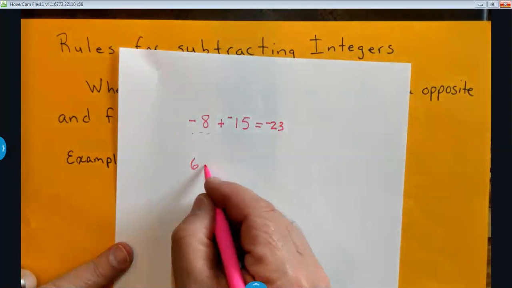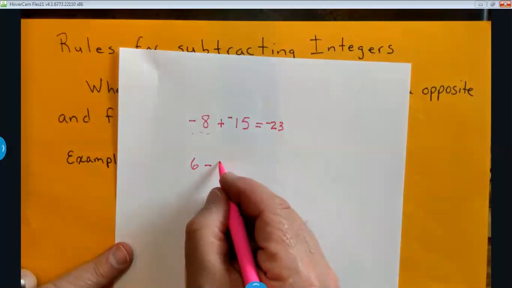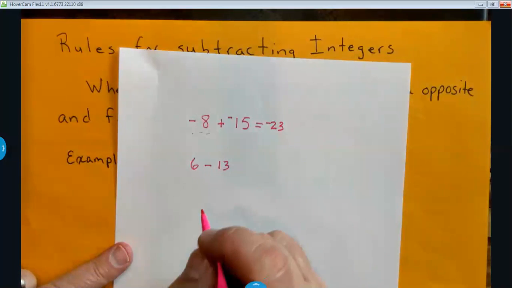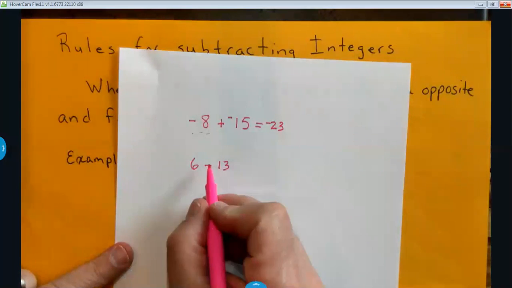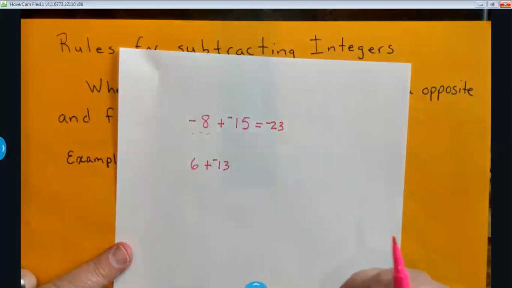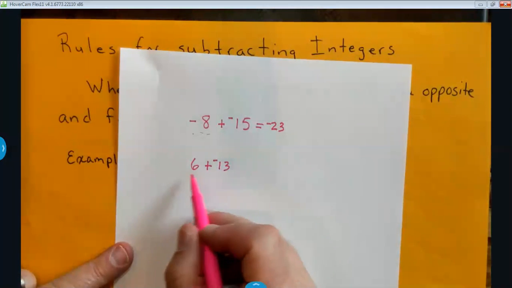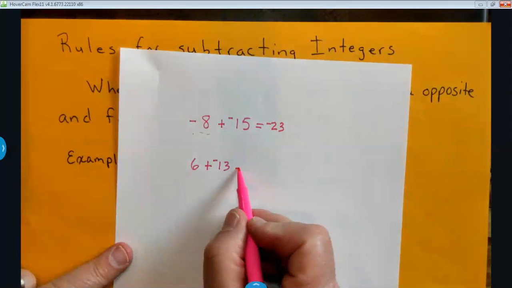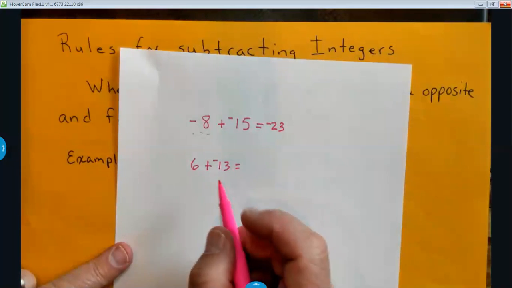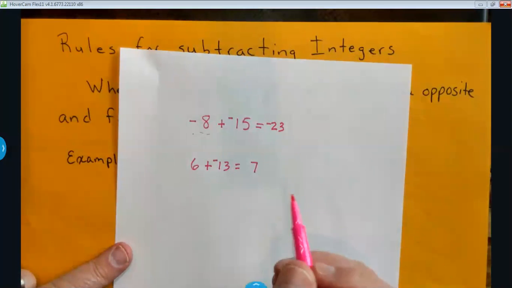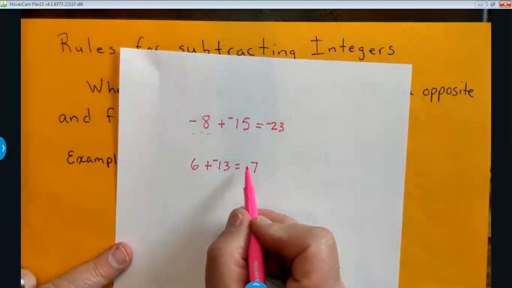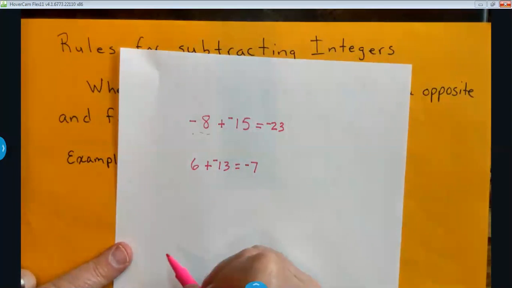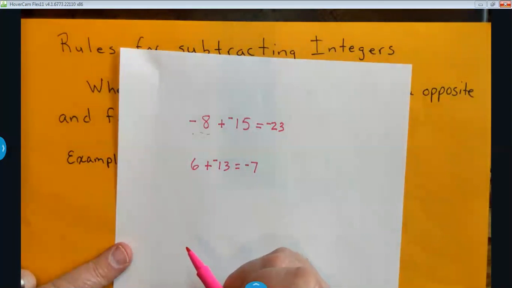6 minus 13. I'm subtracting integers. What do I do? I add the opposite. Now I'm adding two integers with different signs. The rules tell me that I subtract. 13 minus 6 is 7, and the higher number is 13. Its sign is negative, so my answer is negative.